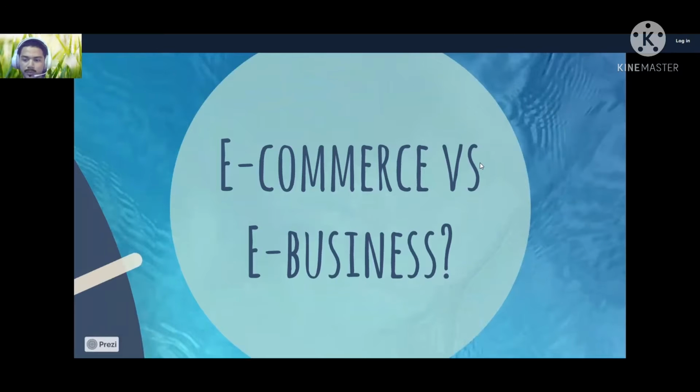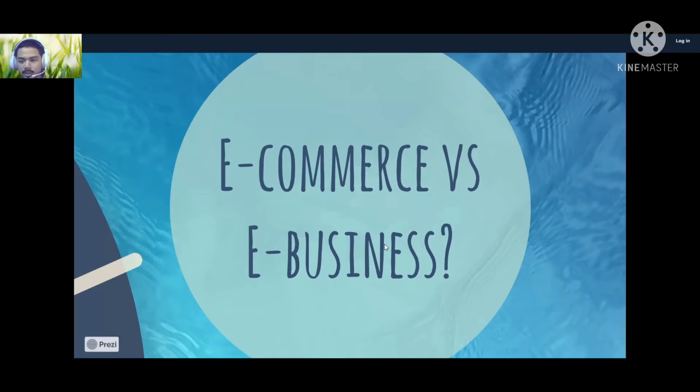E-commerce versus e-business. Before I studied this e-commerce subject, I actually thought that e-commerce is the same as e-business. Meanwhile, technically e-commerce is different from e-business. Why is it different? What makes e-commerce different from e-business? First, we must know what e-business is. E-business is referring to all business activity over the internet. What is the business activity? E-commerce is one of the business activities over the internet. So we can say that e-commerce is a subset of e-business.